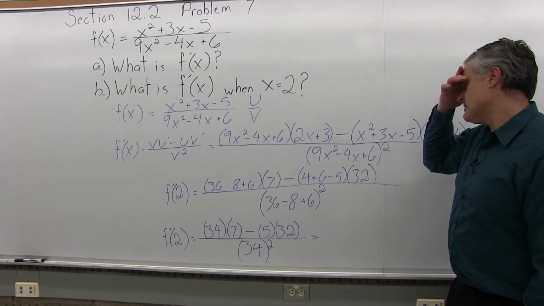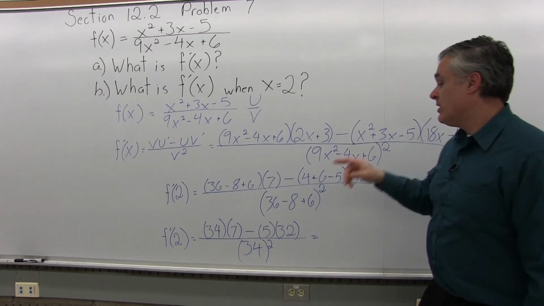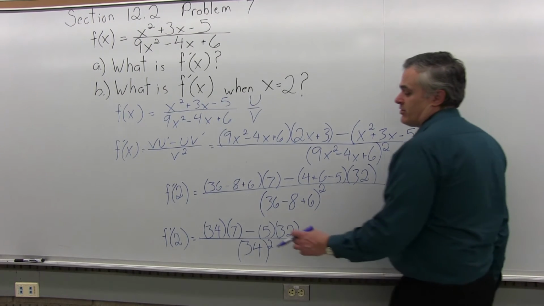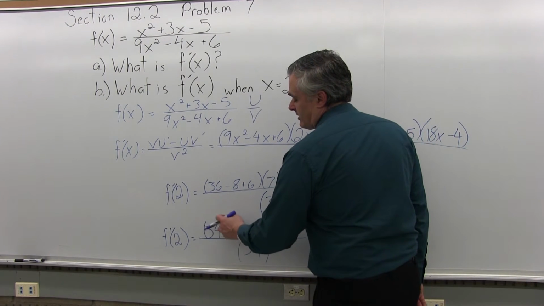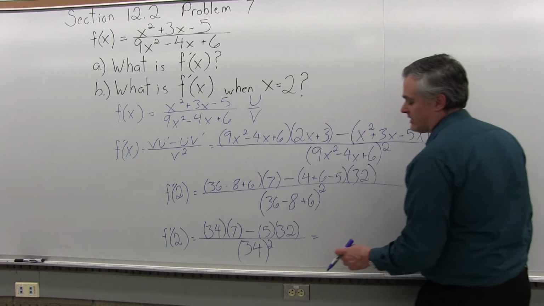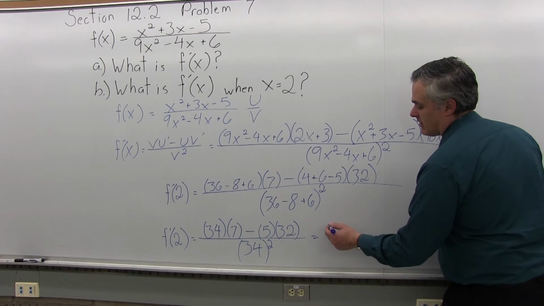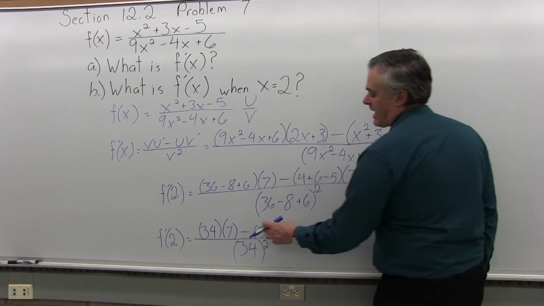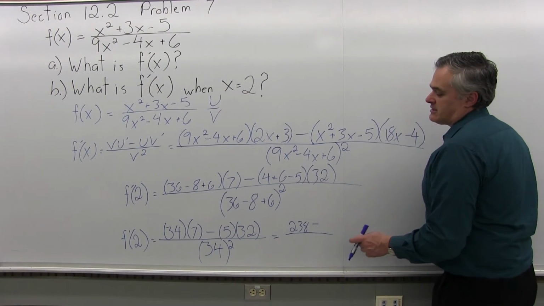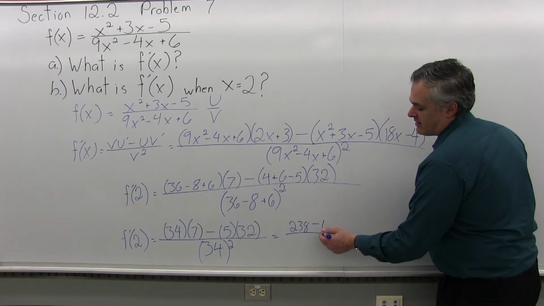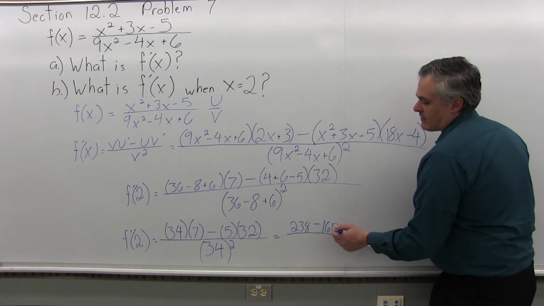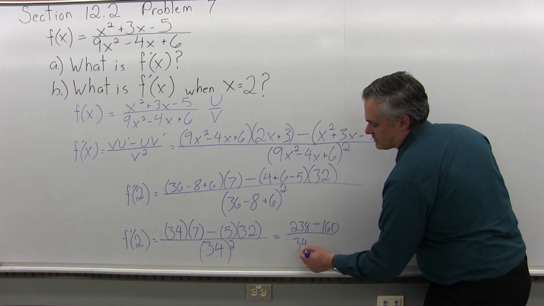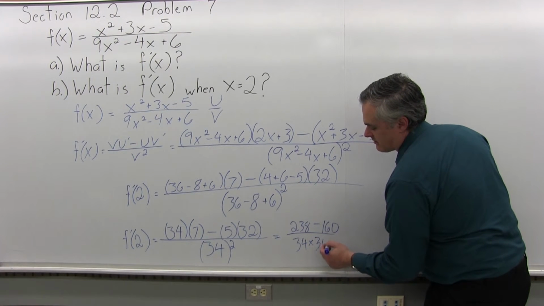So now I can start simplifying a little bit more. 34 times 7, well, 30 times 7 is 210, and another 4 times 7 is 28, so 210 and 28 is 238. Minus 5 times 32 is 160. And then the bottom, 34 to the second power. So it'll be 34 times 34. That's what 34 to the second power is.